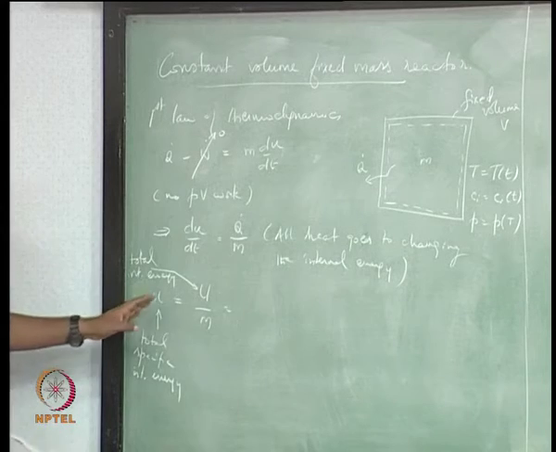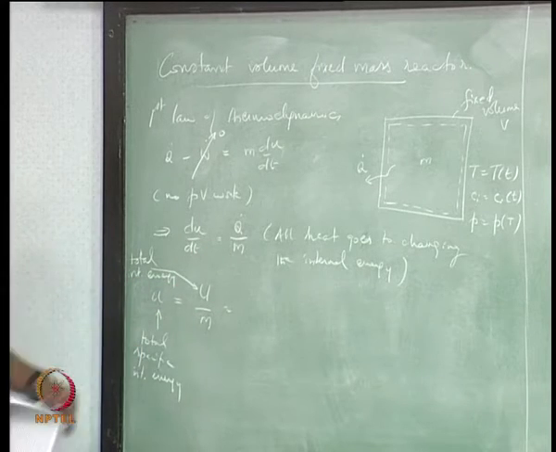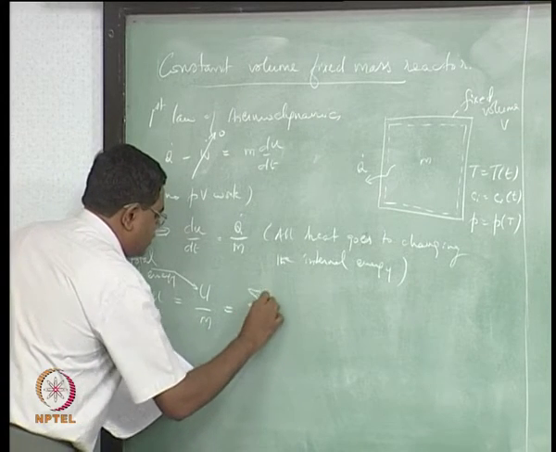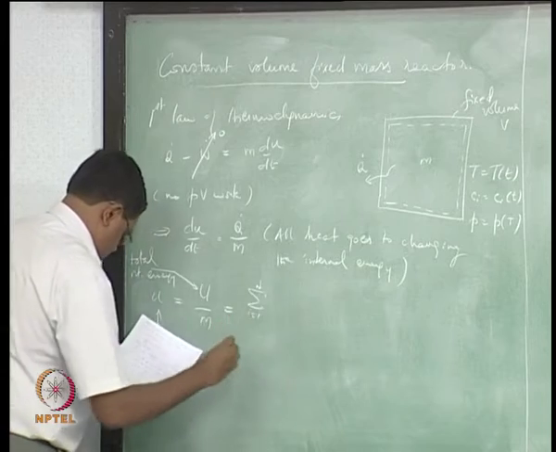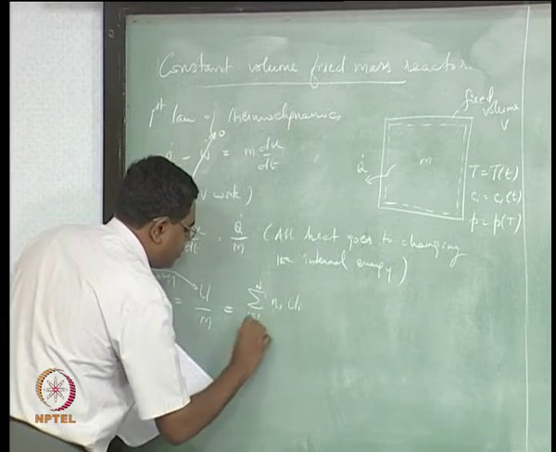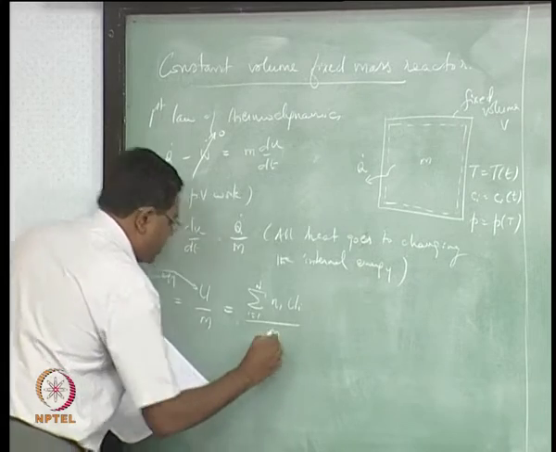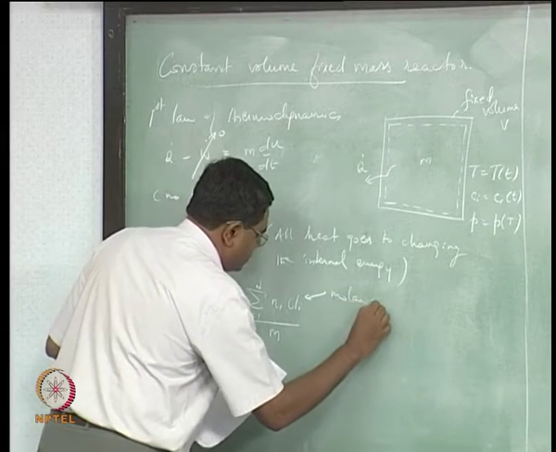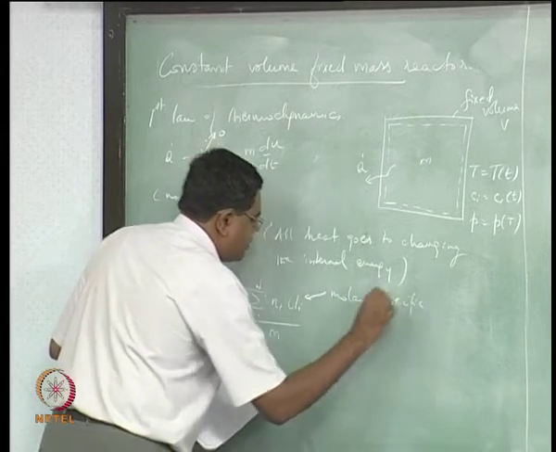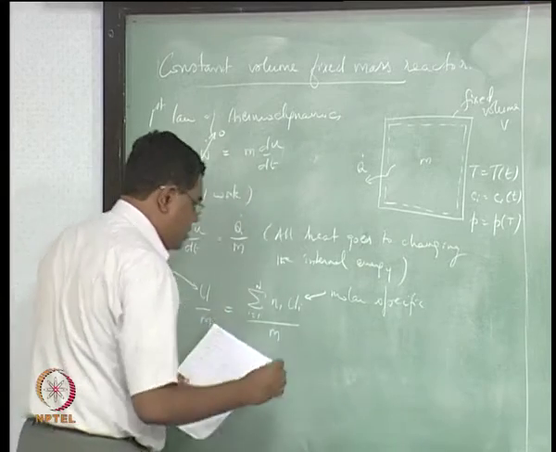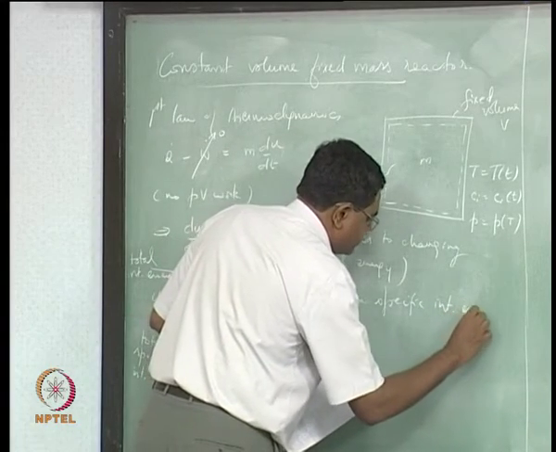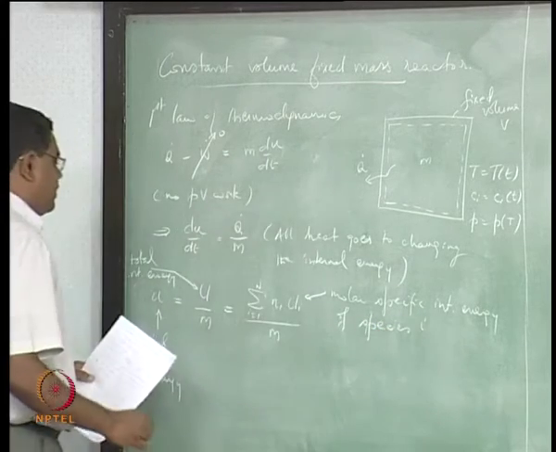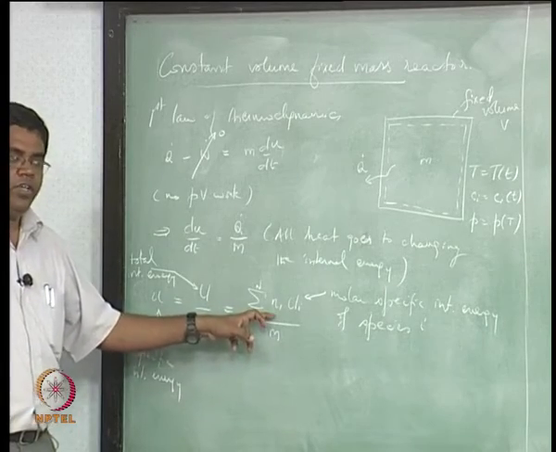Previously we had a small h is equal to capital H divided by m. Here instead of that we are now looking at internal energy. So this is sigma i equals 1 to n, Ni capital Ui divided by m. Now capital Ui is the molar specific internal energy of species i. Ni of course continues to be the number of moles of species i.